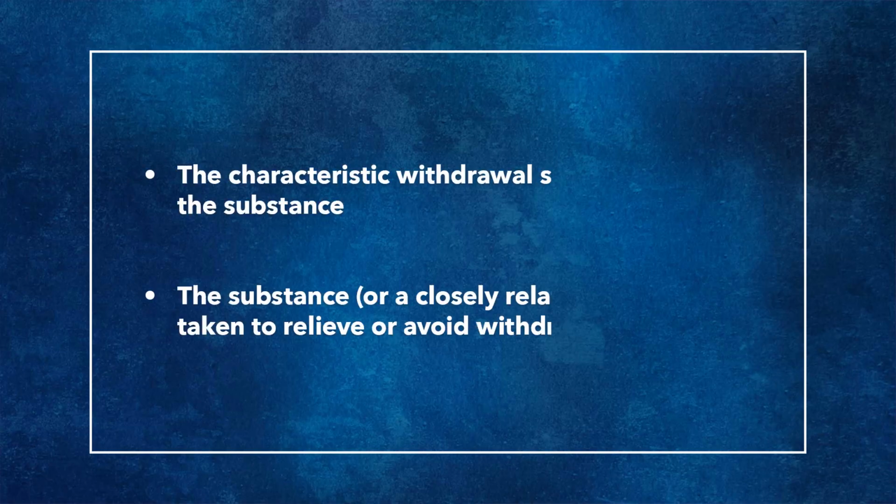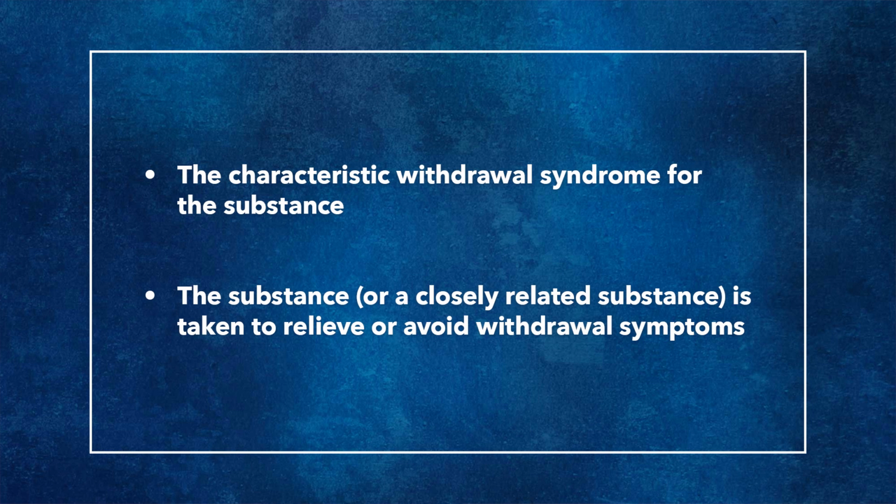Number 11, withdrawal as manifested by either of the following. A, the characteristic withdrawal syndrome for the substance, or B, the substance or a closely related substance is taken to relieve or avoid withdrawal symptoms. Now, let us talk about the levels of severity.